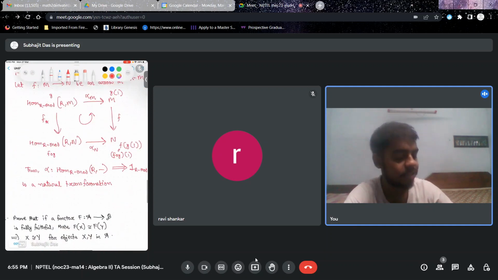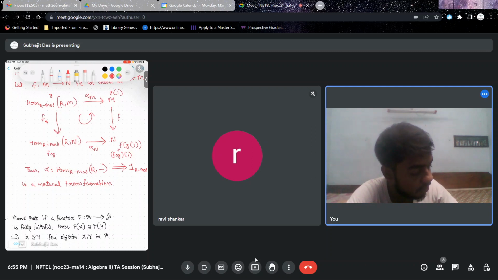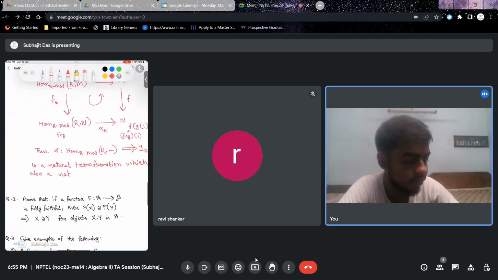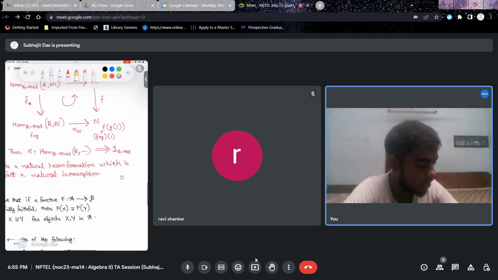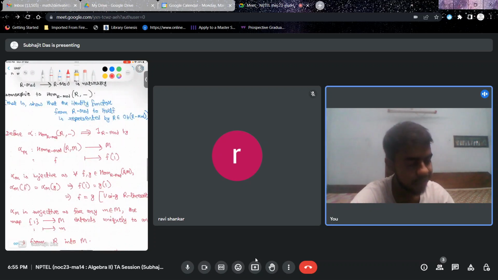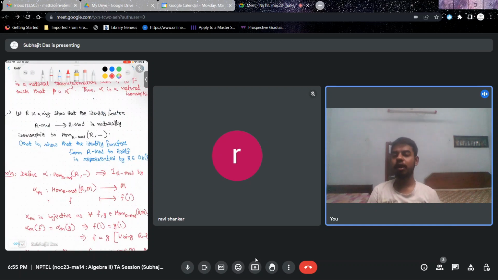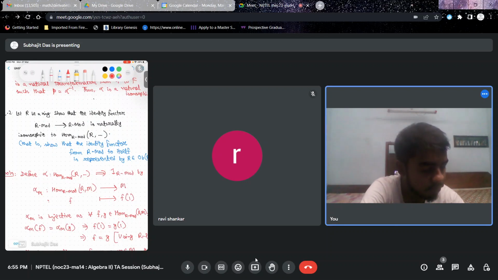So this is not just a natural transformation, it is in fact a natural isomorphism. And then we are done. So what we have basically shown is that the identity functor from r mod to r mod is naturally isomorphic to the Hom functor represented by r. That is, the identity functor is a representable functor.